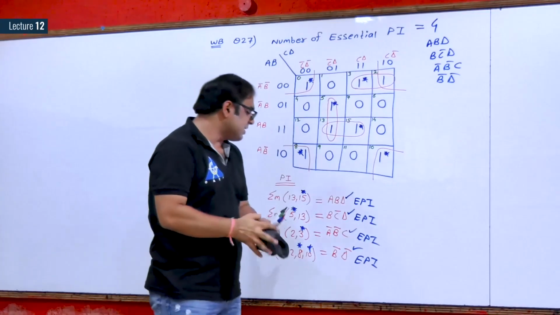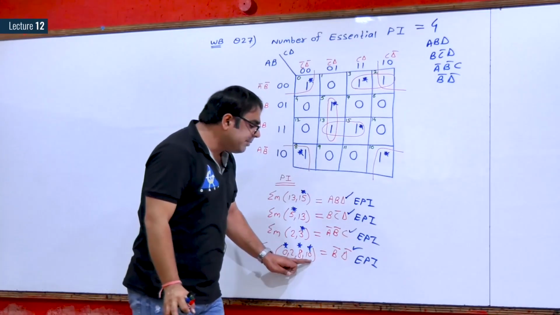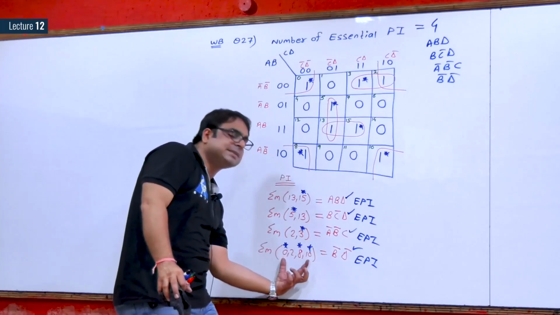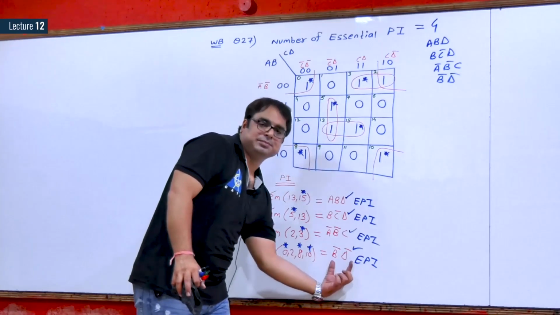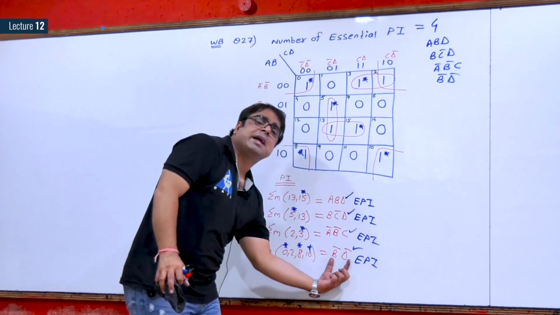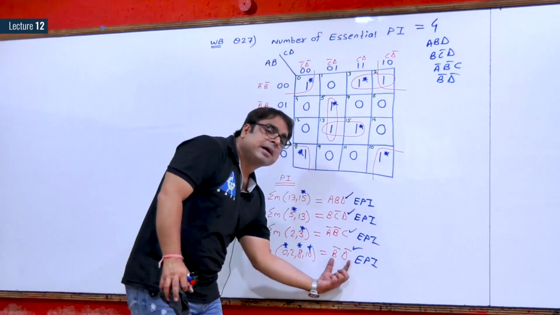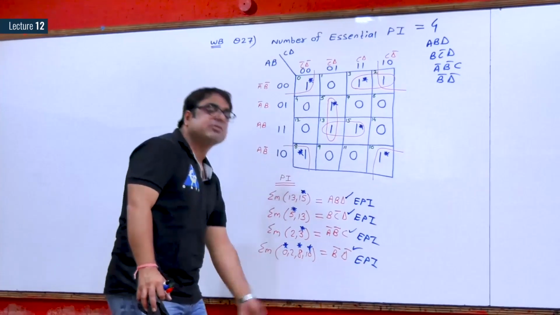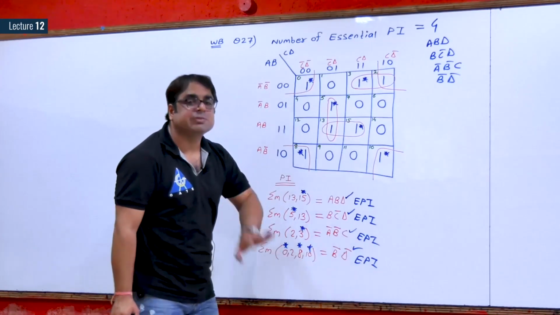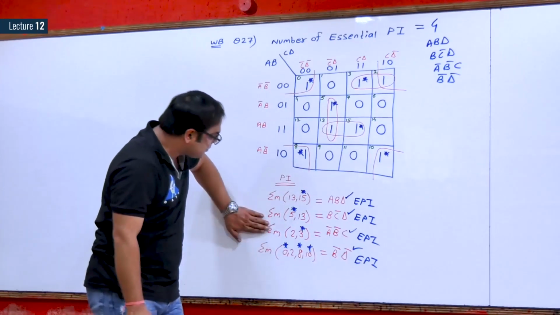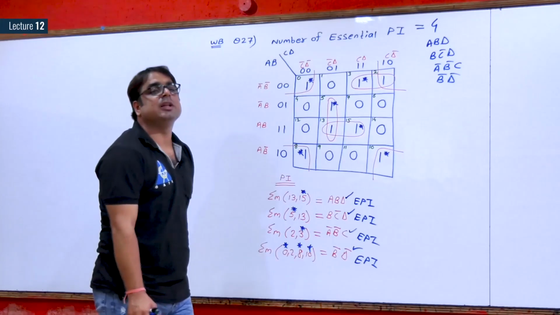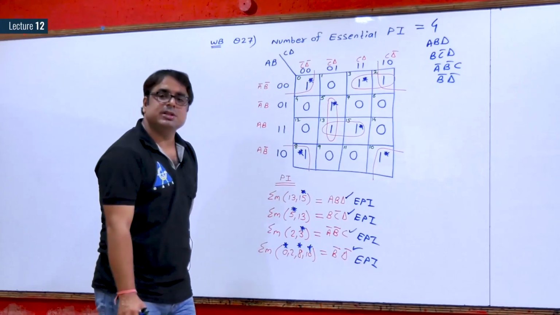Just one small discussion here. Because of these 3 minterms, this is essential. It does not mean that I have to count them 3 times. The group is only 1. This essential prime implicant I will count only 1. It may happen that a group is essential because of more than 1 minterm, so it does not mean that I have to count it 3 times. No, this will be counted as 1 only. This is 1, this is 1, this is 1, this is 1. Total 4 prime implicants. All of them are essential prime implicants. The answer of this question is 4.